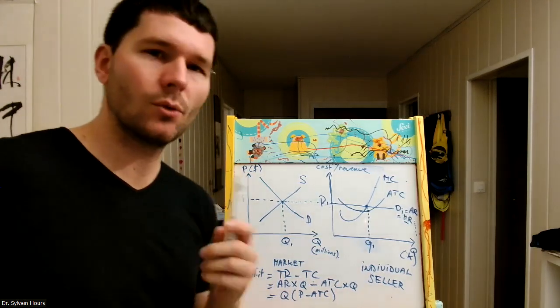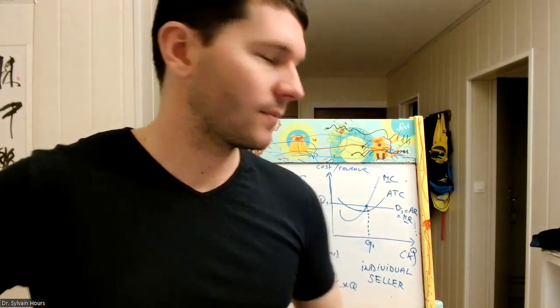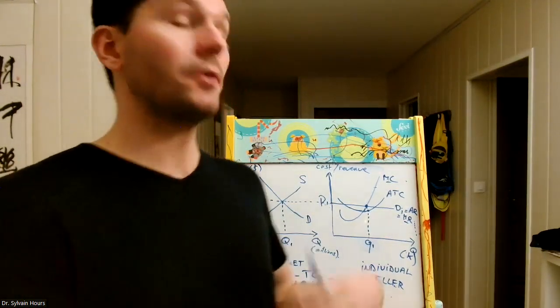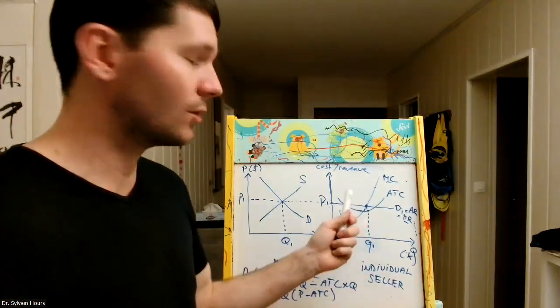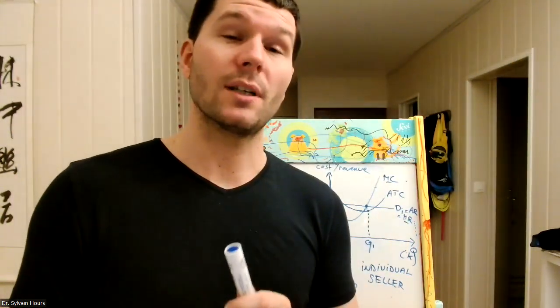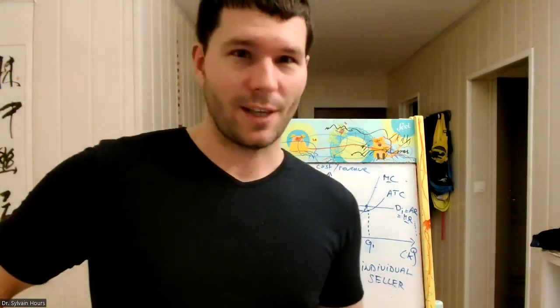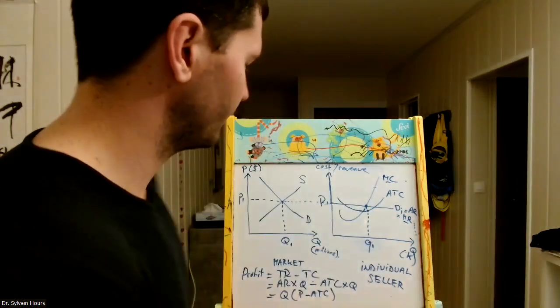What's going to happen in the long run is that there will be firms outside the market that will be attracted by the existence of this abnormal profit. Oh, wait, look at that. In this market, we can make a lot of money, a very high profit, more than normal. So they want to be part of it. They want to enter the market.